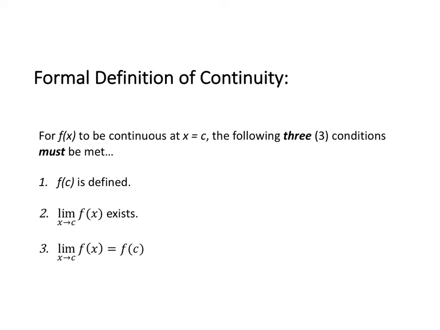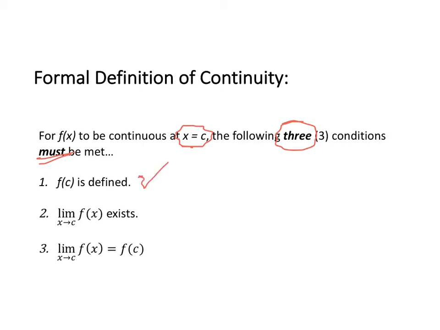So let's look at a more formal definition of continuity, however. In order for a function to be continuous, the following three conditions must be met. All right, the first is that the function is defined at x equals c. So we're trying to see whether or not this function is continuous at the point x equals c. So it has to be defined there. The limit of the function as x approaches c from both sides has to exist.